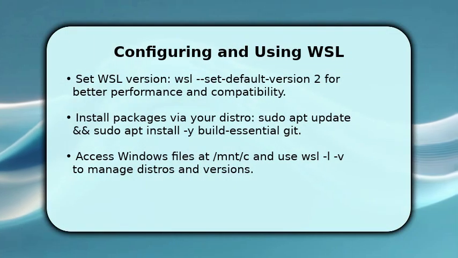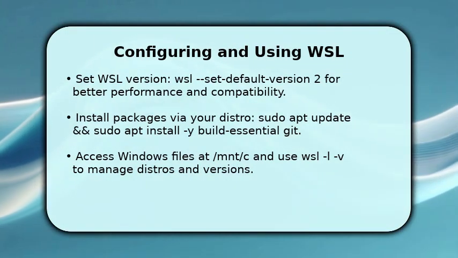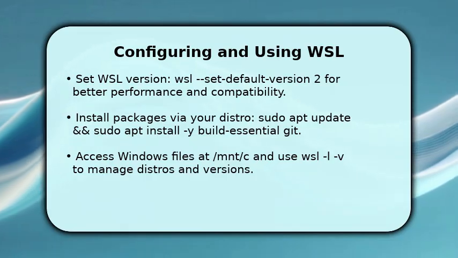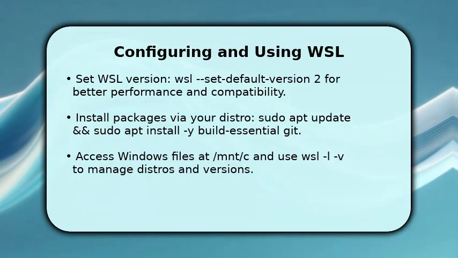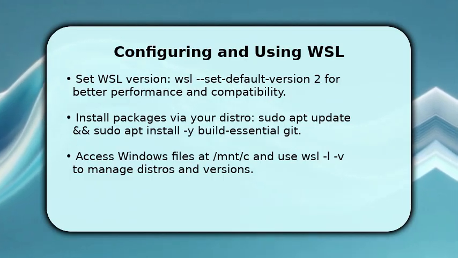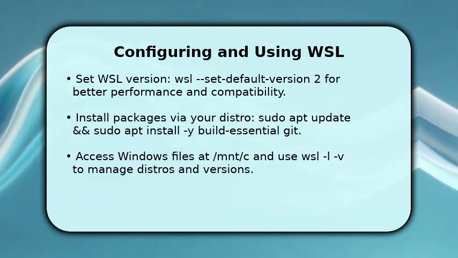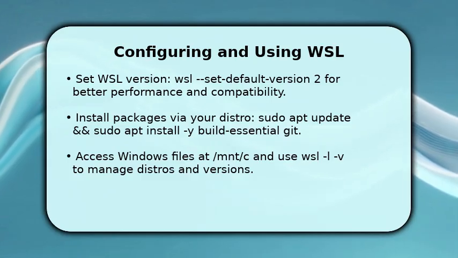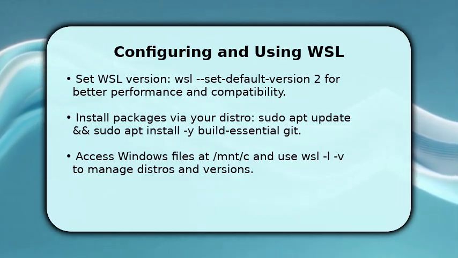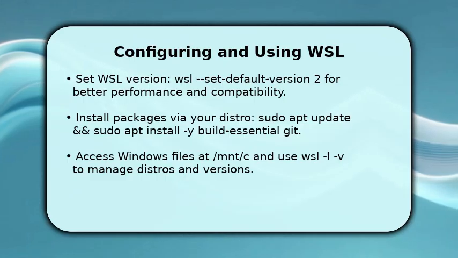Now configure WSL for real work. Set the default to WSL2 with wsl --set-default-version 2 so you get improved file system performance and full system call compatibility. Once inside your distro, run sudo apt update, then sudo apt install -y build-essential git to prepare compilers and version control.